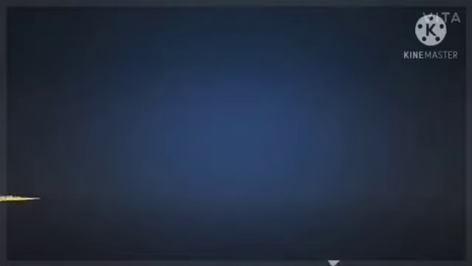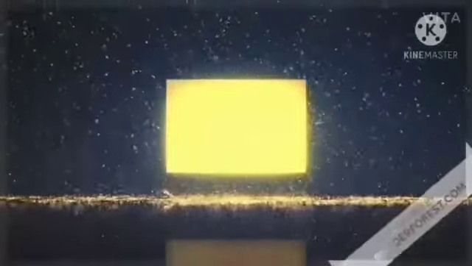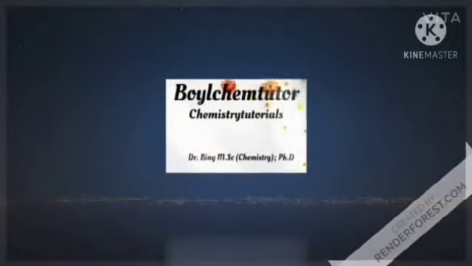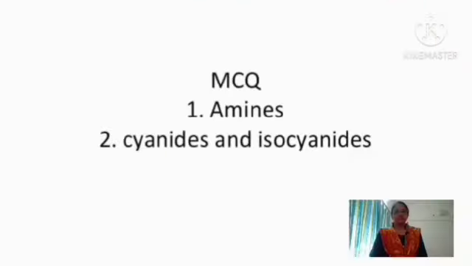In this session, I am discussing some of the important multiple choice questions that have already been asked in various competitive level exams related to the topics that I have already covered. In this session, I am discussing the questions related to amines, cyanides and isocyanides.